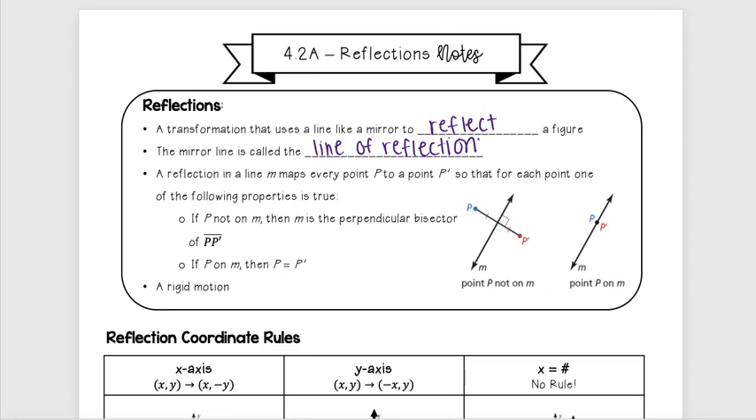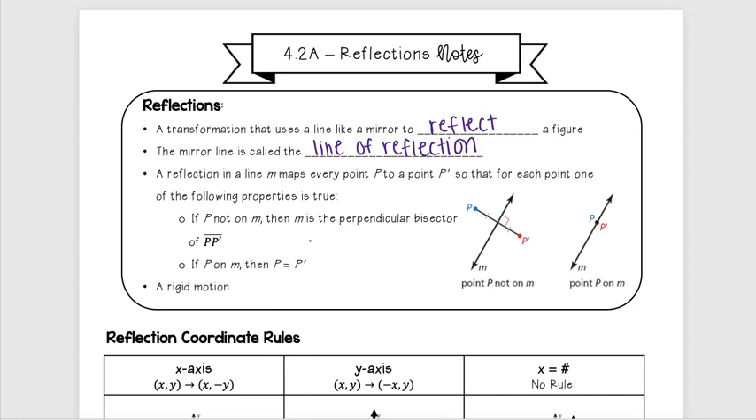So a reflection on line M is going to map every point P to point P prime, so that for each point one of the following properties is true. If P is not on M, then M is the perpendicular bisector of the segment PP prime. And if P is on M, then P is equal to P prime. And this one is also a rigid motion. Remember we talked about rigid motion. That means that the figure does not change shape or size. A reflection is another rigid motion. And so that means that these are also congruent transformations.